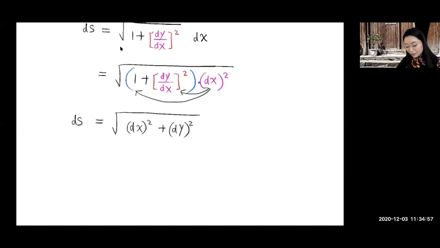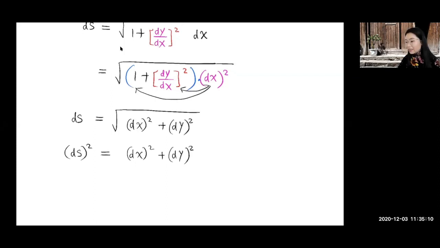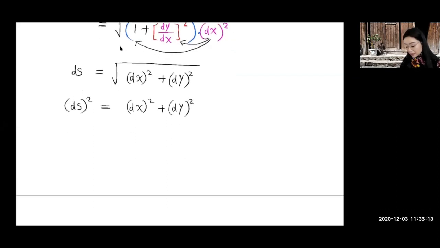So in other words, you actually have ds squared equal to dx squared plus dy squared. It reminds you of the Pythagorean theorem. You can think about this: you have this x and y, and you have this curve right here, and at this point you have the tangent line. So let's draw the tangent line like this.